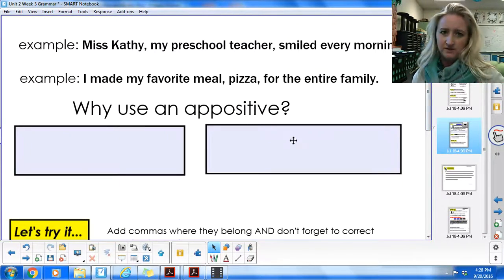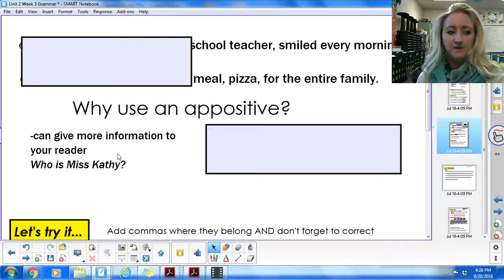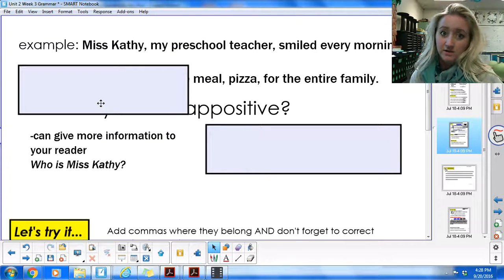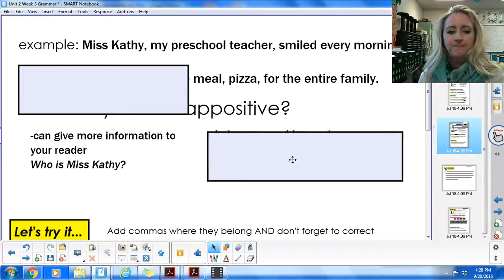So why use an appositive when you write? First thing, it can give more information. Like now you know who Miss Kathy is. She was my preschool teacher. She was really nice too.